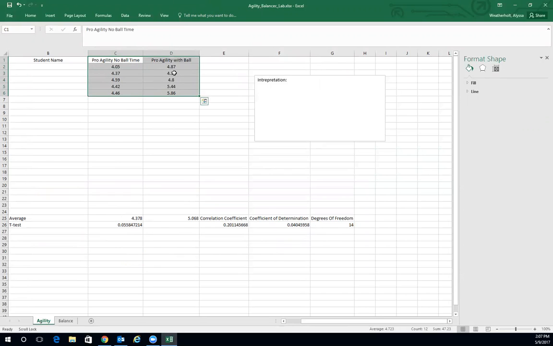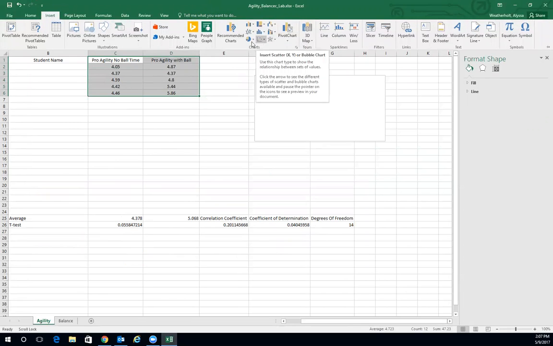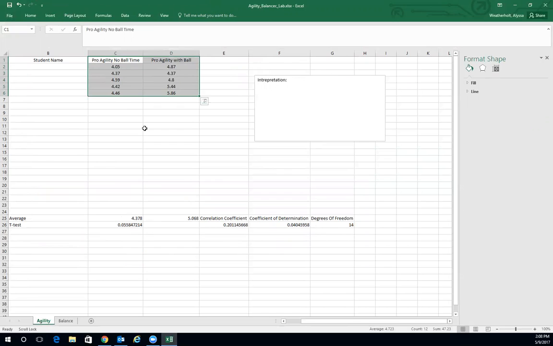ball, so a basketball, and you're going to again insert a scatter plot graph, put the trend line as well as the regression equation, and then the coefficient of determination will also appear. And then once you're finished, you need to correlate or interpret the correlation and the t-test in this text box provided.